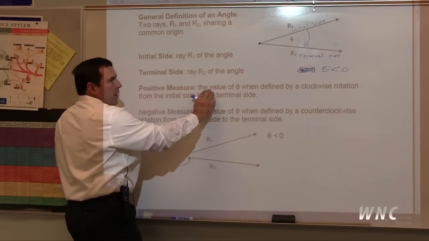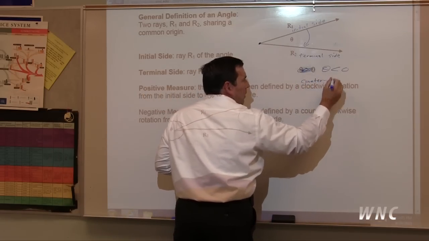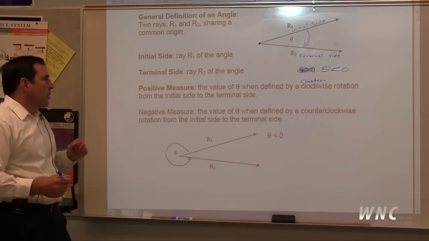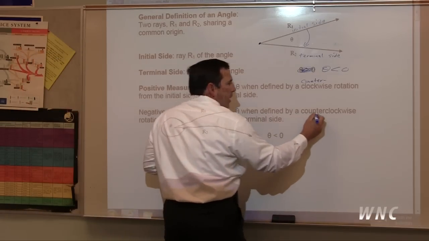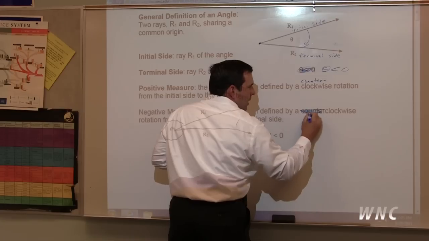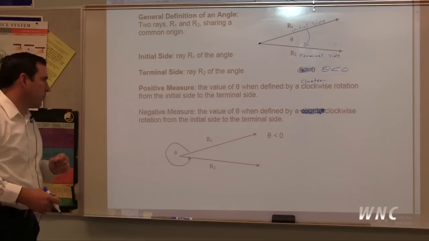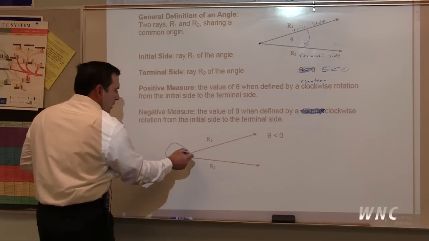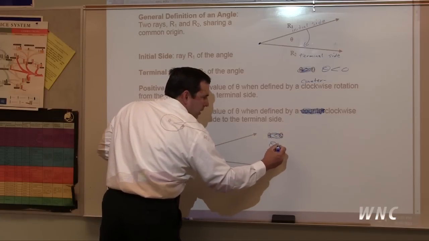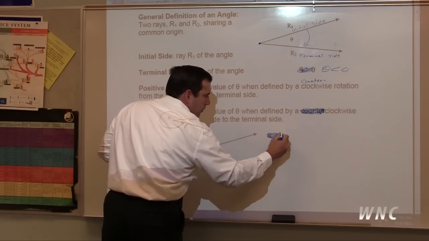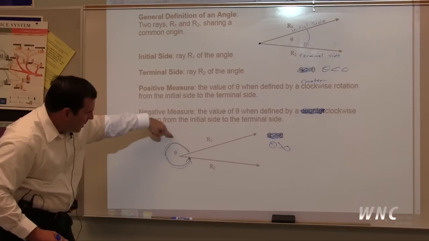A positive measure is the value of theta when defined by a counterclockwise rotation from the initial side to the terminal side. A negative measure is the value of theta when defined by this one's the clockwise one. So let's correct that in our notes here. Rotation from the initial to the terminal. So in this type of thing here, this would be a positive one. So this is the case where theta is greater than 0. Okay, so going in that counterclockwise direction, that's a positive measurement.